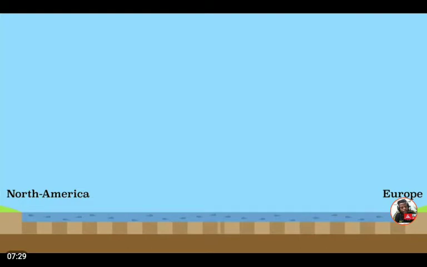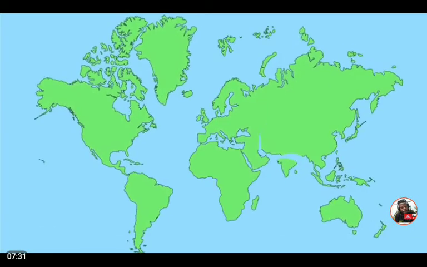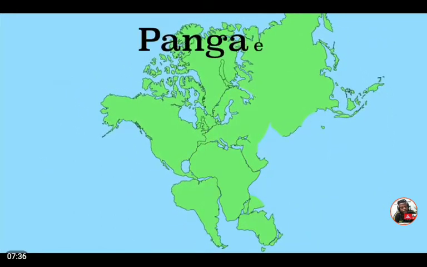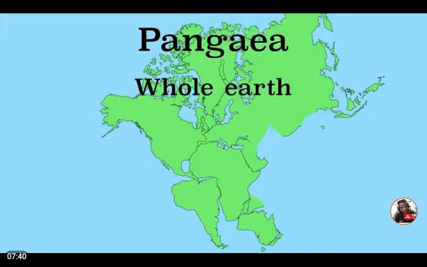The supercontinent that existed 250 million years ago, when all the plates were stuck together, was called Pangaea by Wegener. Pan means whole, while Gaea stands for the earth. This continent lived up to its name because it consisted of all the land.